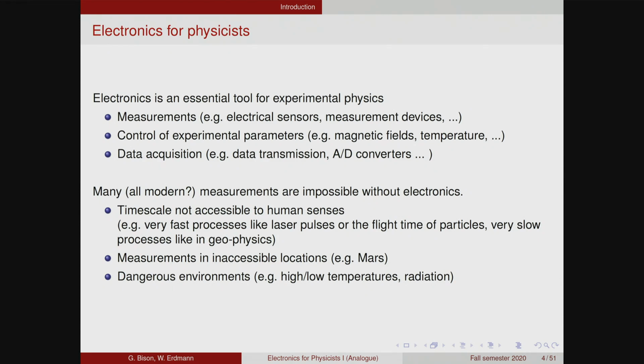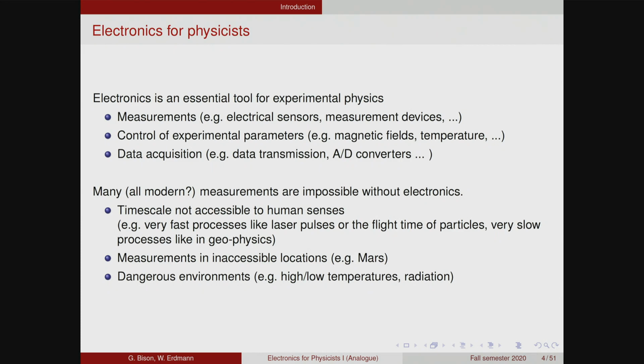And then, of course, electronics extends the scale at which you can perceive things. For example, the time scale might not be accessible to human senses. If something is very fast, we just can't see it. Or if it's very, very slow, it's also difficult. If you want to see a glacier moving, this is not accessible to human senses.